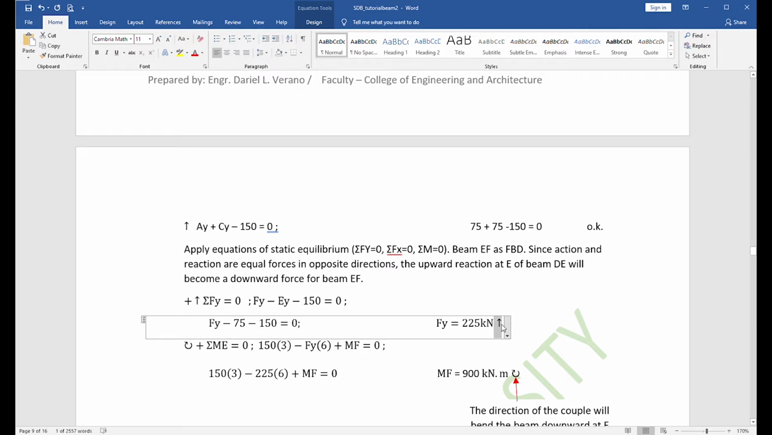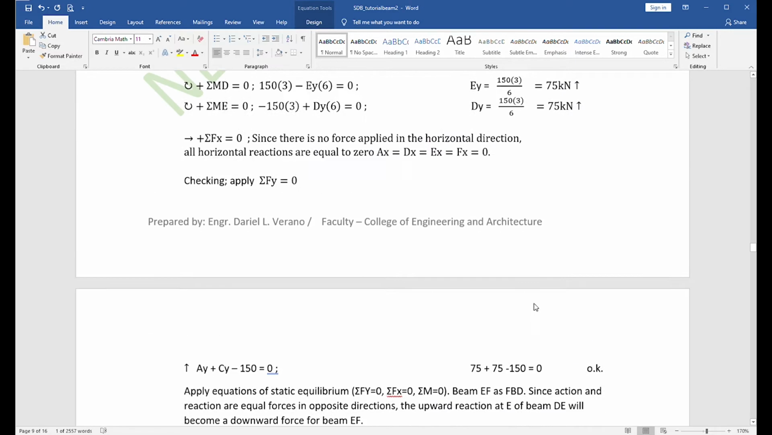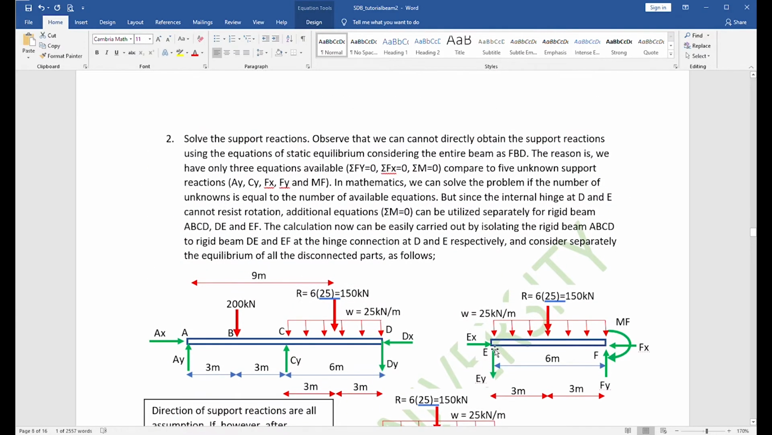So assumed direction was correct kasi positive yung lumabas na sagot natin. That is an upward support reaction. Okay, so next, we'll apply summation of moment at E, dito sa point E nito, to solve for MF. Ito naman ang sinusolve natin, MF. So, with respect to point E, guys, itong 150 kN na ito will rotate in a clockwise manner with respect to point E. And the moment arm is equal to 6 divided by 2.